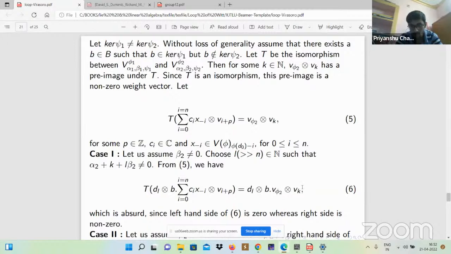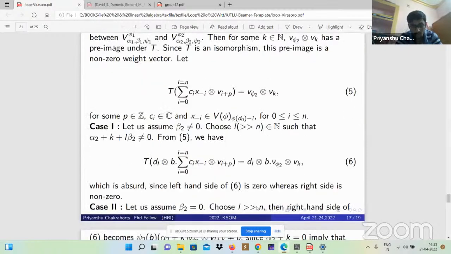But on the other hand, on this side, the action of d_l tensor b on V_k will give us alpha 2 plus k plus L beta 2 times something. So the left hand side action will be 0, but the right hand side action will be non-zero. So this cannot be possible.